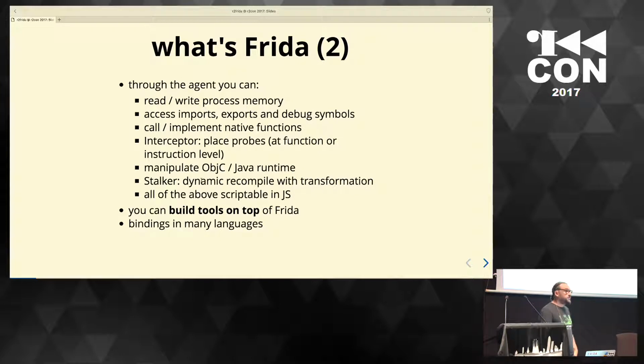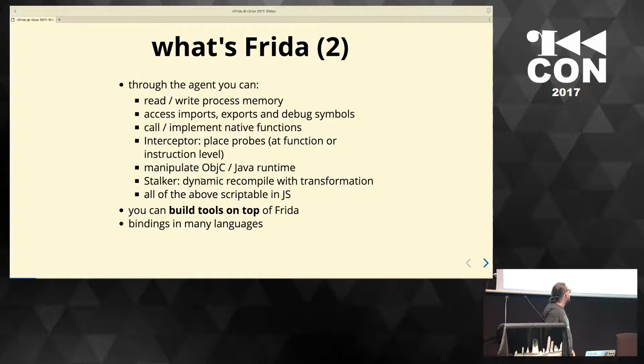This is the kind of things you can do. From reading and writing process memory, to manipulating the metadata of the binary and accessing the exported functions or debug symbols. You can interact with native functions, both by calling them or hooking them to be called when a function is called, and you can manipulate parameters at runtime or change the return value with the interceptor. Also, if the Objective-C or Java runtime is present, you can access the list of all the classes and methods, and you can implement classes, call methods, or instantiate classes and interact with them at runtime.